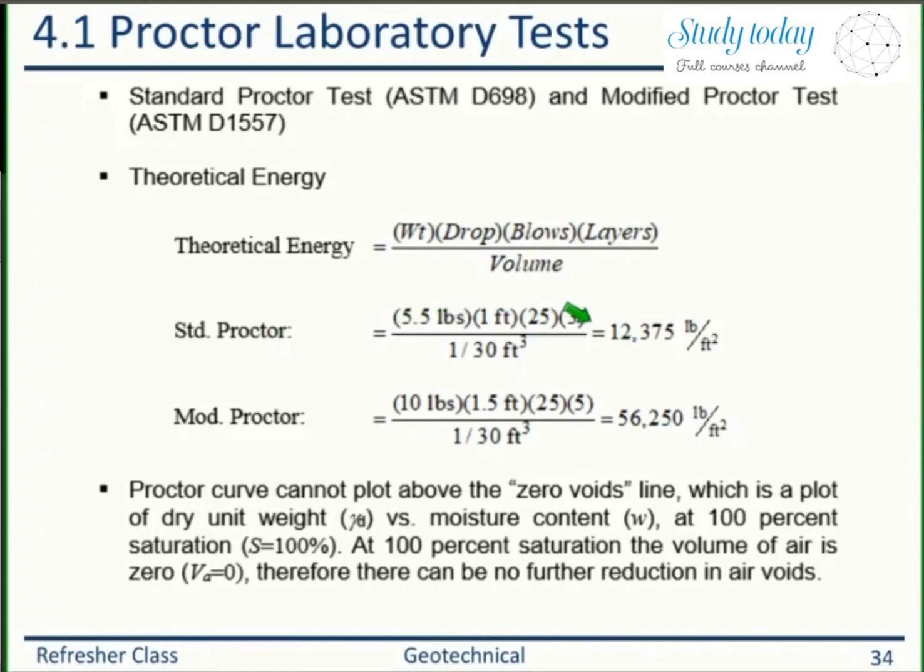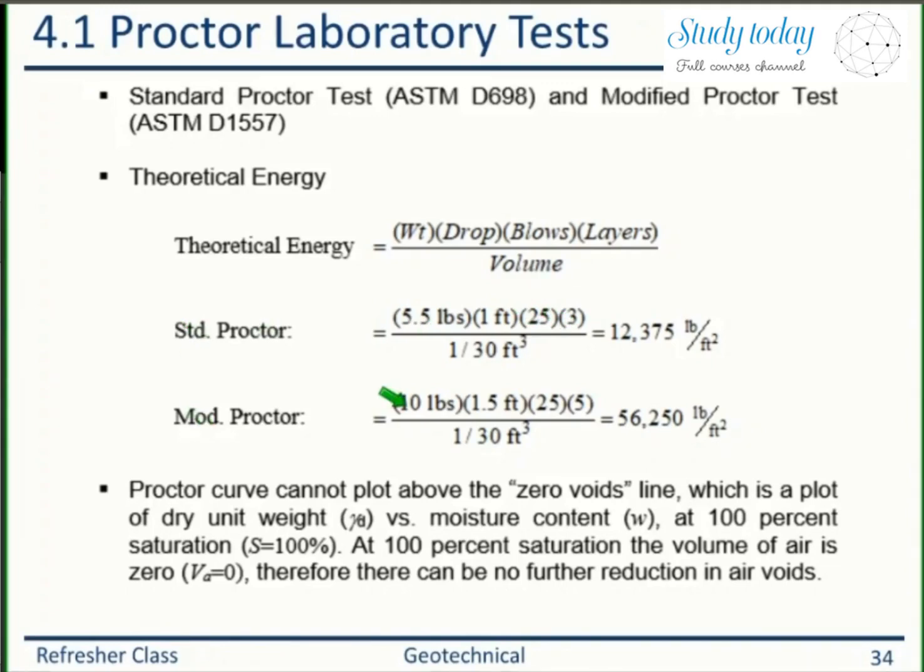Under standard Proctor, these are the parameters you will use. You will use a 5.5 pound hammer falling from a height of 1 foot, and you will have 25 number of blows per layer. And for that mold, you will have 3 layers. With the 3 layers, you will prepare the sample for the standard Proctor test.